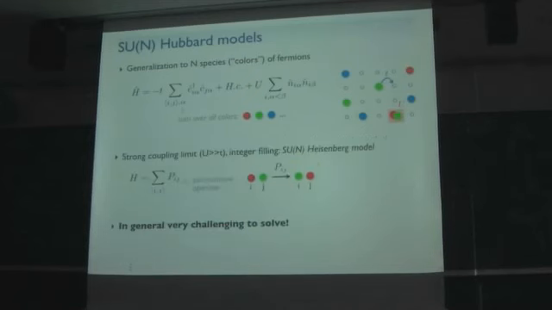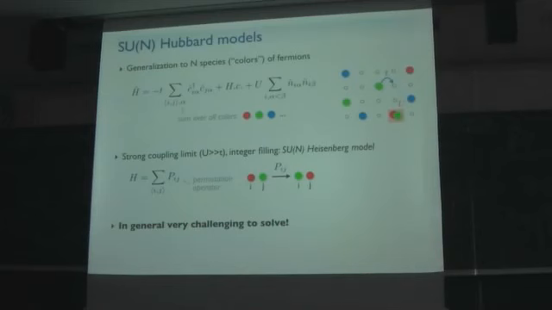Now, if you take the strong coupling limit and integer filling, then the effective model is an SU(N) Heisenberg model, which is given just by a permutation operator, P_ij, which permutes the colors on neighboring sites. Now, both these problems are in general very challenging. So there's a sign problem, except in certain special cases.